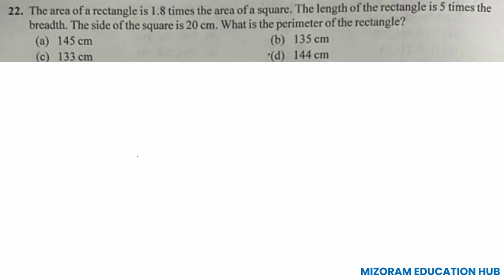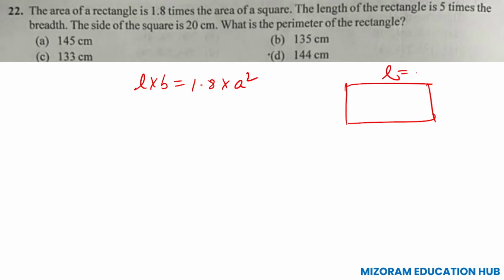Question number 22. The area of a rectangle is 1.8 times the area of a square. So length into breadth is 1.8 times the area of the square, which is side squared. The length of the rectangle is 5 times the breadth. Breadth is b and length is 5 times the breadth. What is the perimeter of the rectangle?